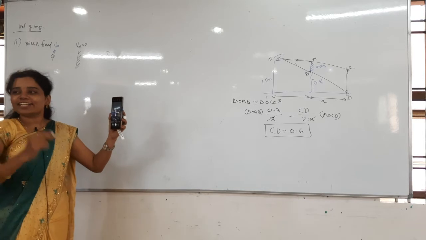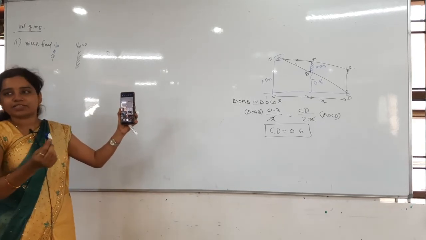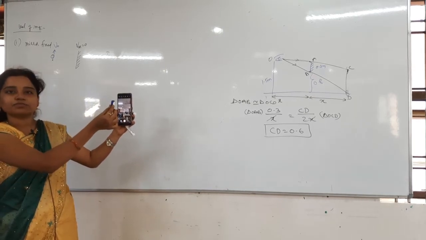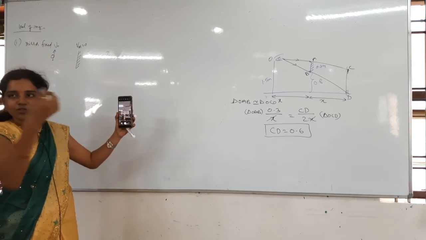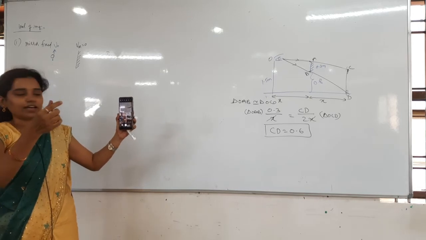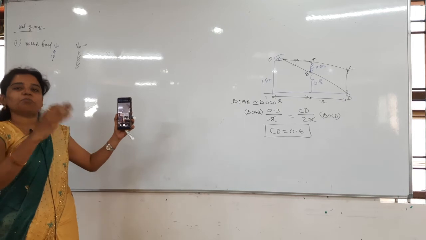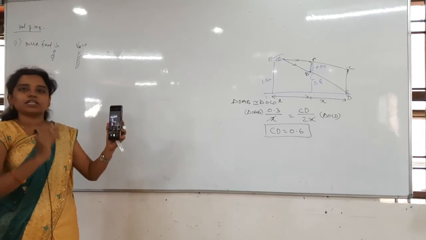Then the second case, whenever the object is moving perpendicular to the mirror, nothing but the object is moving in this direction, where is the image moving? Observe properly. Towards the object only, right? Nothing but in the opposite direction. Clear? This is the velocity of the object, then the velocity of the image is equal to what? Minus the velocity of the object. Clear? This is the second case.